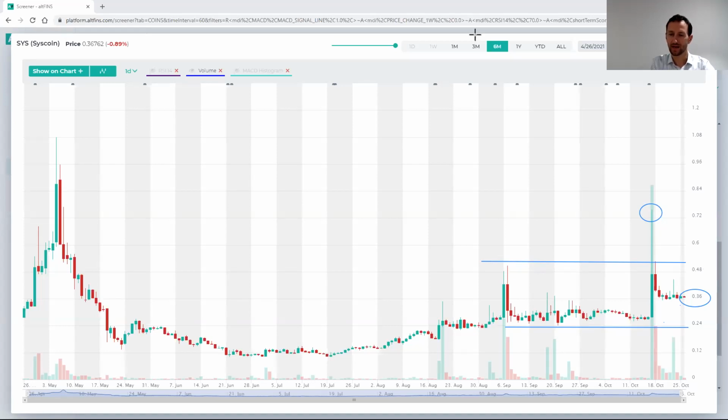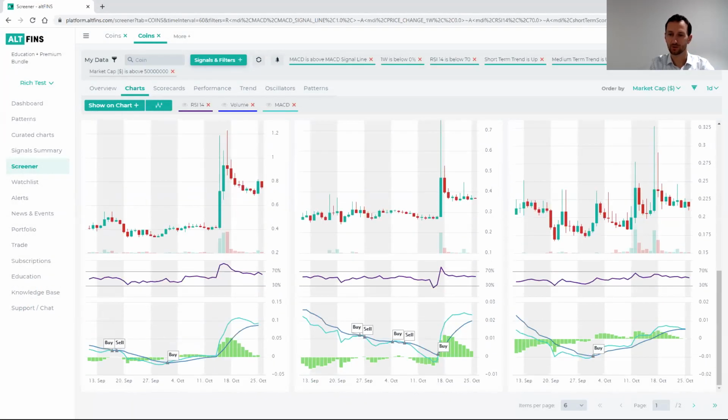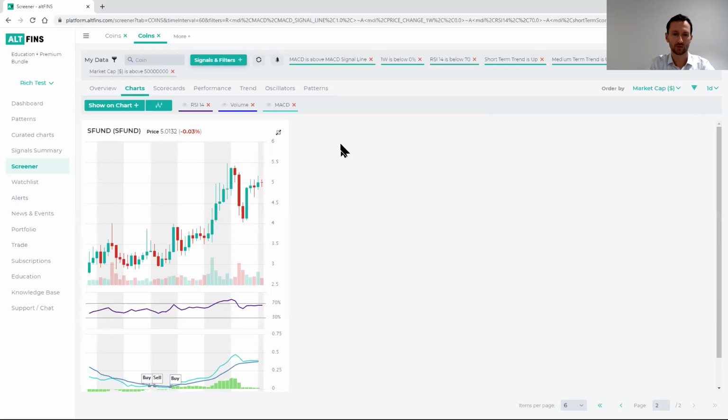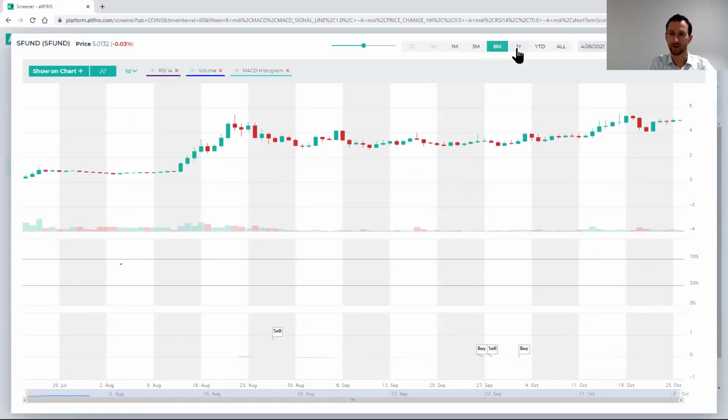So that's how I would structure this trade. And again, having this predefined screener that we utilized here, we could go on to the next few charts and analyze those. Ooh, this looks interesting. Let's take a look at this. S fund. But we may have missed the bounce already.